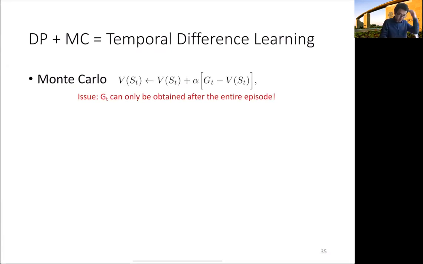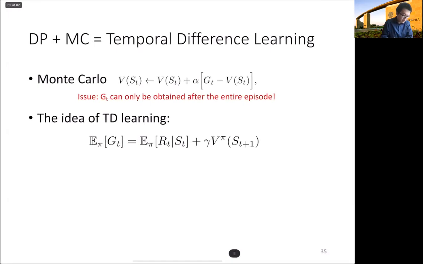Now the iPad is running into a bit of an issue, but just bear with me with this animation across the multiple slides. All we need for this update equation is that G is an estimate, maybe an independent estimate of the value function. The issue with Monte Carlo is that we can only observe one such estimate after finishing an entire episode. So the idea of TD learning is to use a recursive definition, the Bellman equation, to estimate G in a slightly different way.